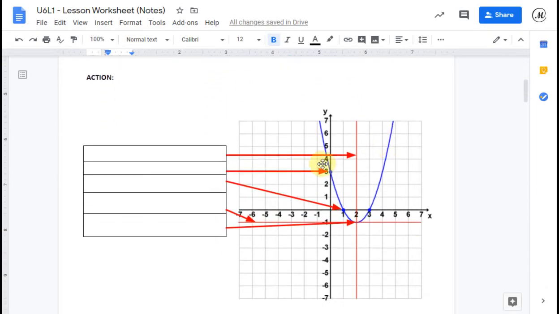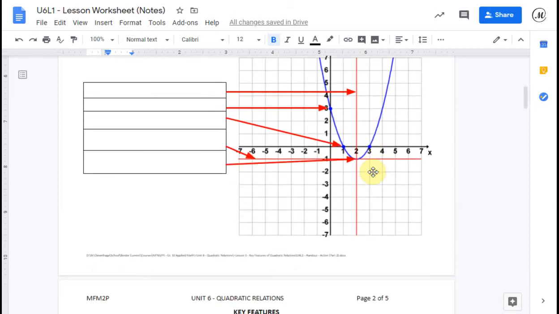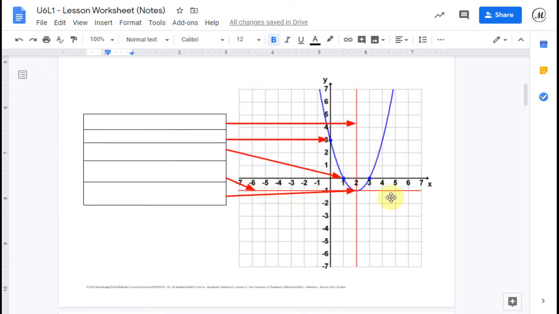Now what I'm going to familiarize you with is the key features of a parabola. So here we have this graph. So there's my x and y axes, and here's my parabola in blue. And then I have these red lines here to mark some key locations, and then we have some points that we want to identify. So the first part is this line right here is called the axis of symmetry.